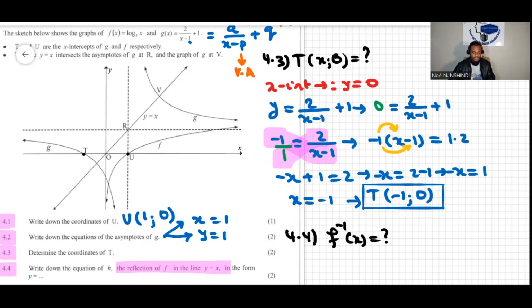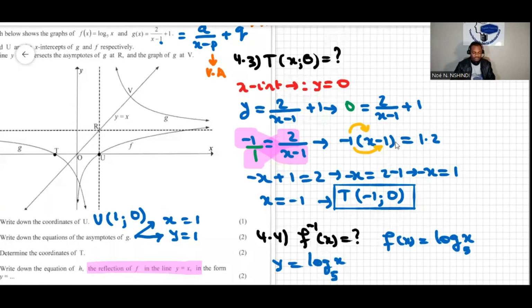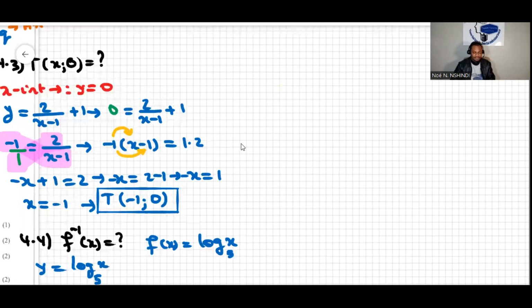Okay, so it's where basically we make y become x and x become y. So now the equation is f of x equal to log of x base 5. So now f of x is the same thing as y. So I'm gonna write y equal to log of x base 5. I think I can just move my board a little bit this way because of space.